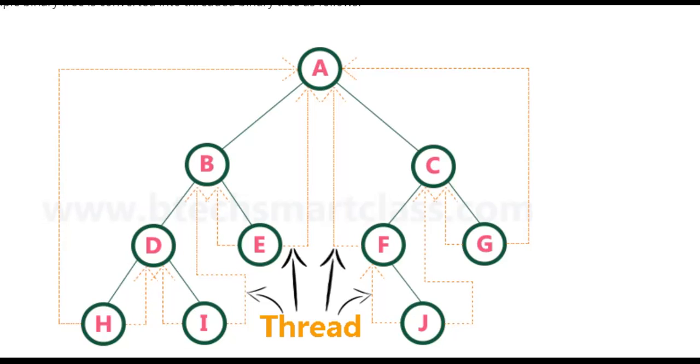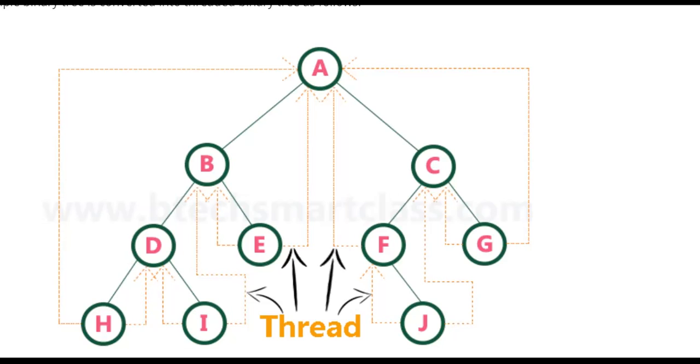There are two types of threaded binary tree. One is single threaded binary tree, and the other is fully threaded binary tree. In a single threaded mode, there are another two variations, left threaded and right threaded. In a left threaded mode, if some node has no left child, then the left pointer will point to the in-order predecessor.